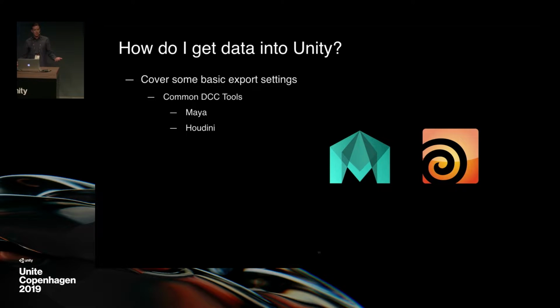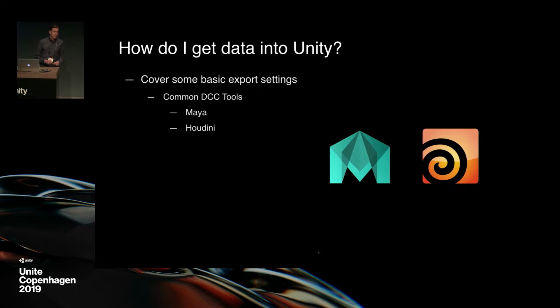So Unity is up to date, I have my packages installed, and now what do I do? How do I get started getting data out of the digital content creation tools with which I'm most familiar so that Unity can make sense of it? Today I'm just going to cover some basic workflows to get data out of two common packages, Maya and Houdini.